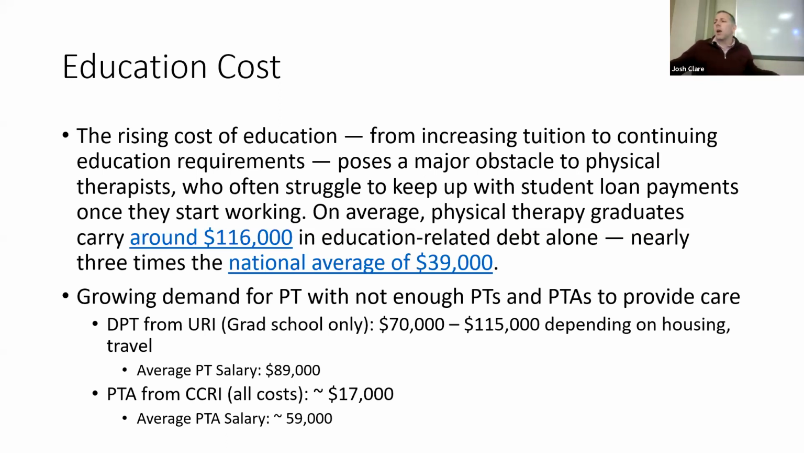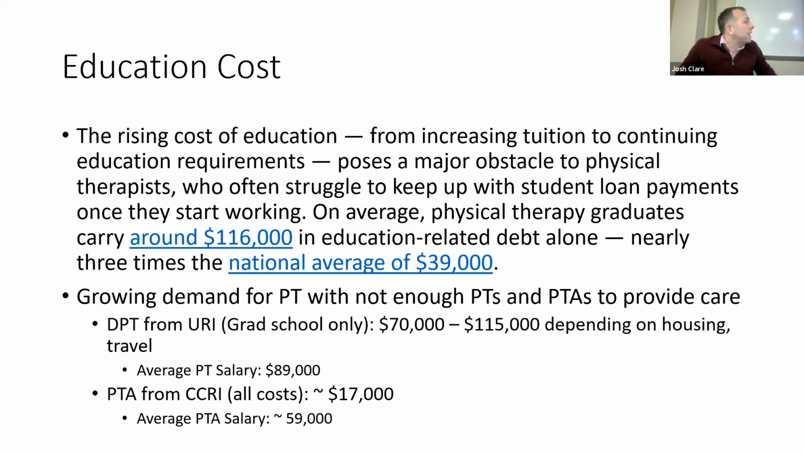I just wanted to compare debt from URI, grad school only, not including undergrad. It costs between $70,000 and $115,000 to graduate from URI. That $40,000 swing is because of, well, where are you going to live? Do you have travel expenses? There's a lot of other costs there, but it's at least 70 grand. If you're going to live at home and walk to school, it's 70 grand. Average PT salary, 89 grand. Pretty good.